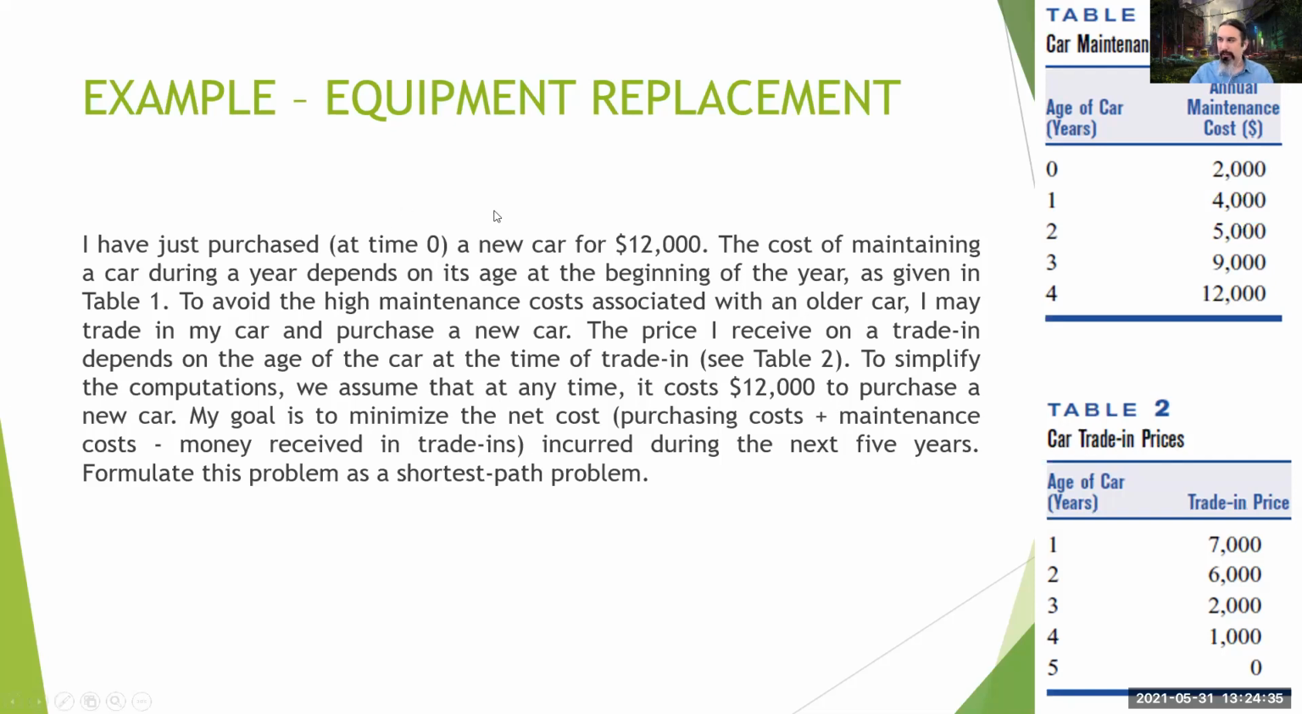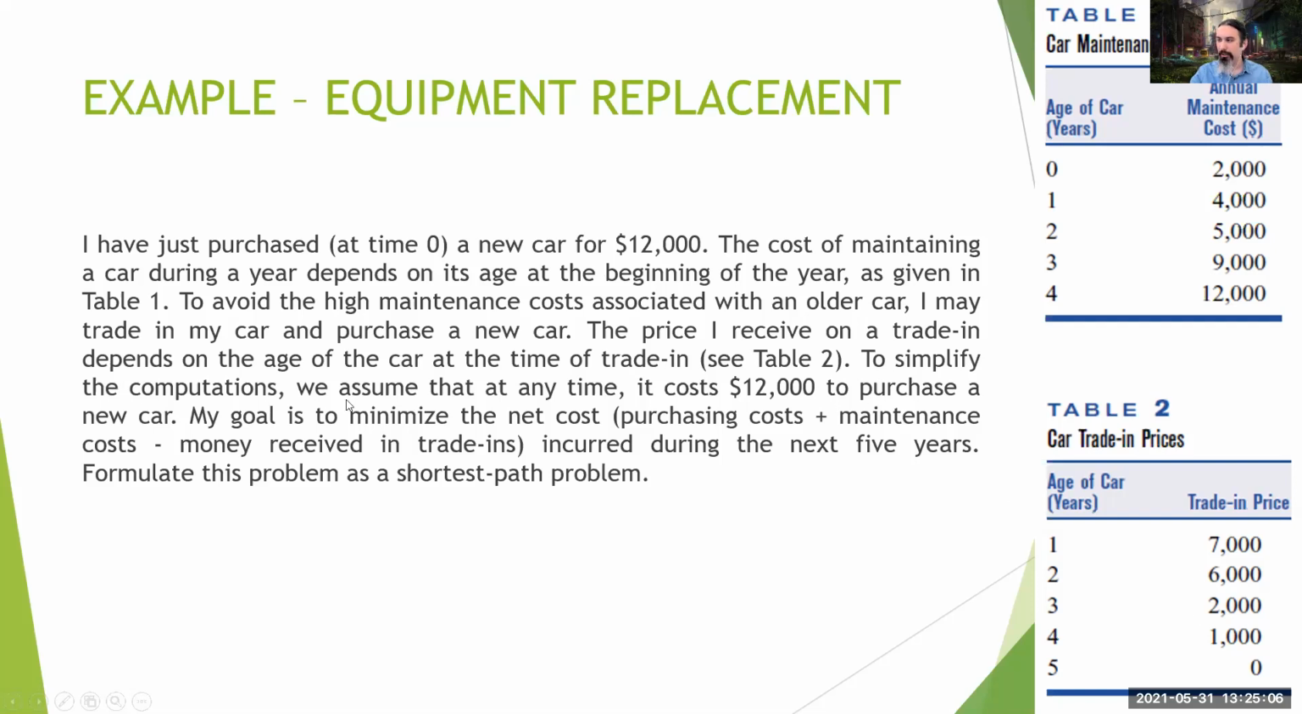I have purchased a new car for $12,000. The cost of maintaining a car during a year depends on its age at the beginning of the year, as given in table 1. So I have to pay maintenance depending on the age of the car. With the high maintenance costs associated with an older car, I may trade in my car and purchase a new car. So I keep purchasing new cars. The price I receive on a trade-in depends on the age of the car. So this is the trade-in price. Depending on the age of the car, I sell the car and get that much money back.